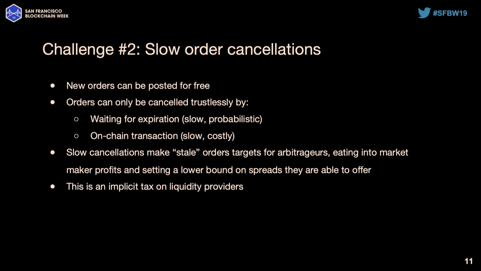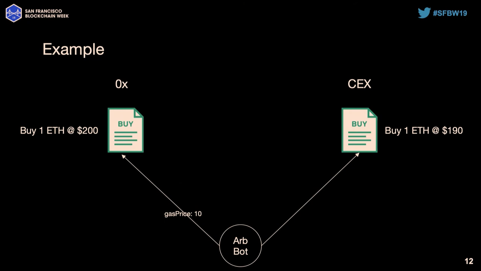And these orders get scooped up by arbitragers who just see an opportunity to make free money. This ends up setting a lower bound on the spreads that market makers are able to profitably offer. So prices end up being worse on decentralized exchanges because of this, and this ends up being an implicit tax on providing liquidity. So here's an example of what the issue looks like.